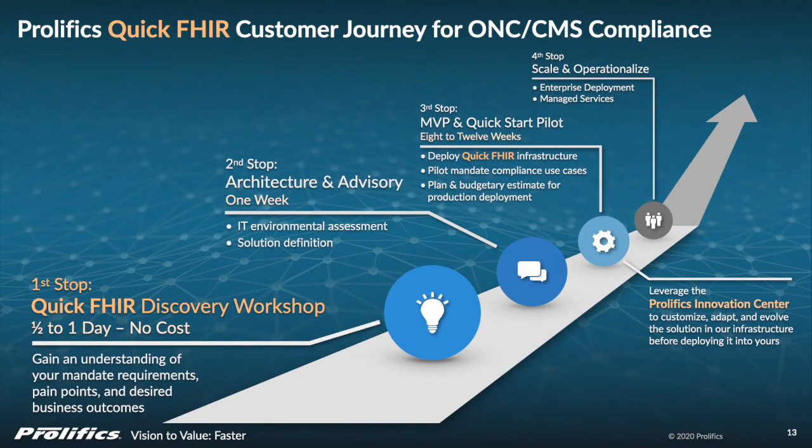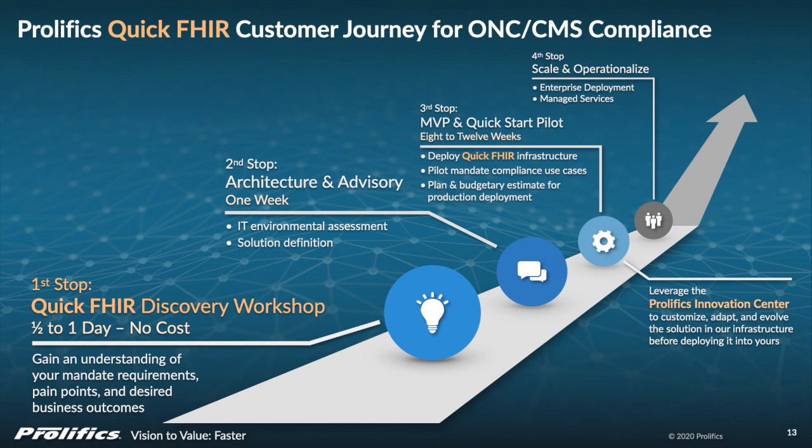So let's take a look at the Prolifics customer journey as it applies to QuickFHIRe for ONC CMS mandate deployments. The Prolifics customer journey is a 4-phase process that begins with a half to 1 day QuickFHIRe discovery workshop. In the discovery workshop, our FHIR integration and data experts will sit down with your team at no cost to you. We'll discuss your mandate requirements, your desired business outcomes, as well as going over your existing IT landscape. We'll map those to a plan that shows what moving forward with a QuickFHIRe deployment would look like.